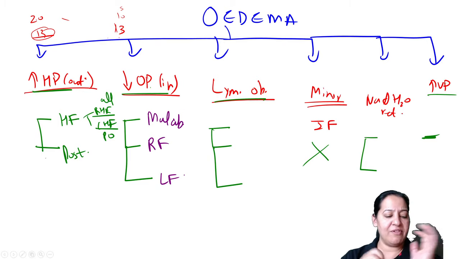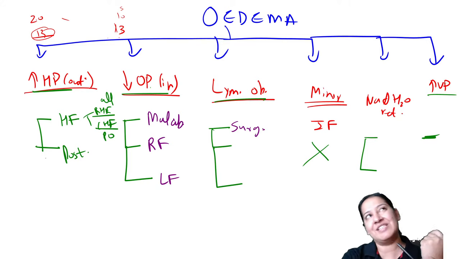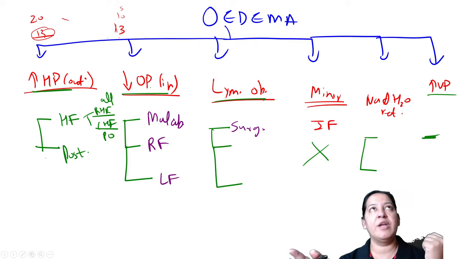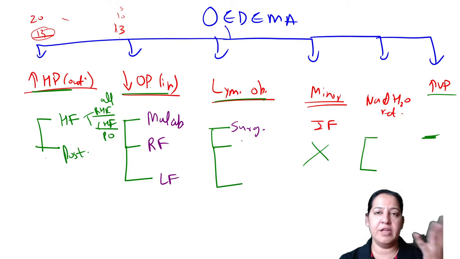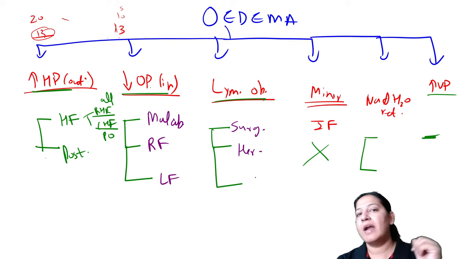Tell me the three causes of lymphatic obstruction now. What are the three causes? Number one, it can be surgically removed, like in breast cancer, when the axillary lymph nodes are removed. The lady will have lymphedema of the affected arm throughout life. That is the morbidity of the surgery. The second, hereditary or congenital, where the lymphatics can be absent or defective. And what was the third one?